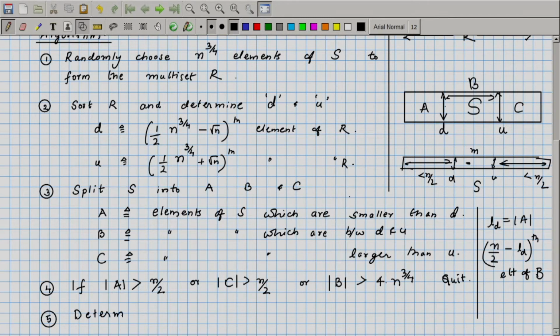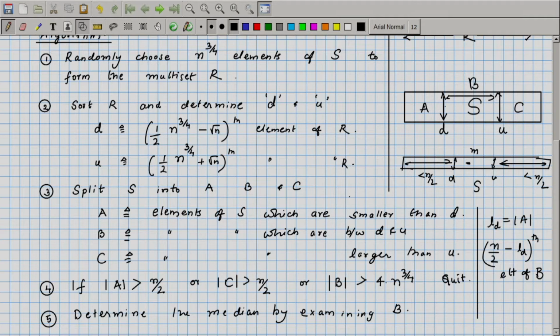determine the median by examining B. That means, go look in B, find the n by 2 minus LDth element, and that will be the median. Now, how do we find the n by 2 minus LDth element in B?